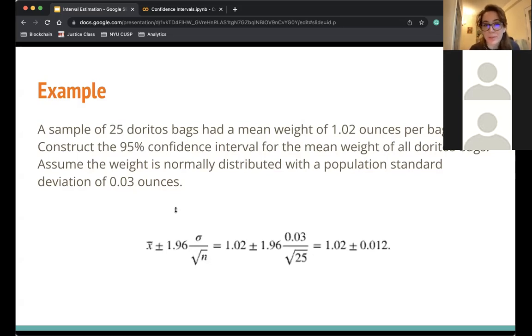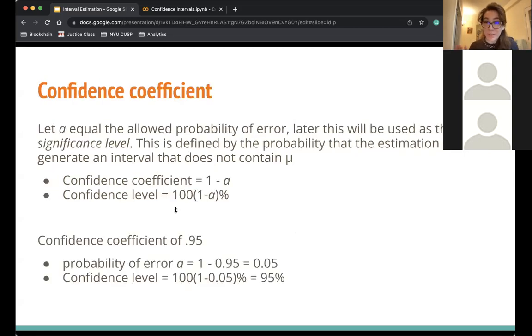And while it's common to report the 95% confidence interval, we can also use any level of confidence, ranging from 0 to 100 using our area under the curve. So next, I'm just going to walk through how we would go about this for other confidence coefficients.